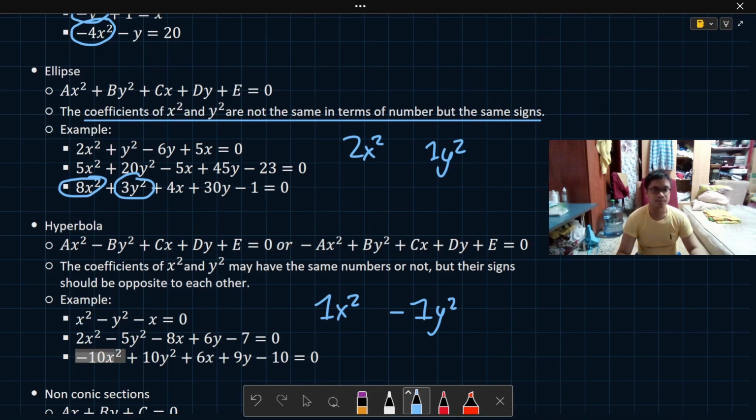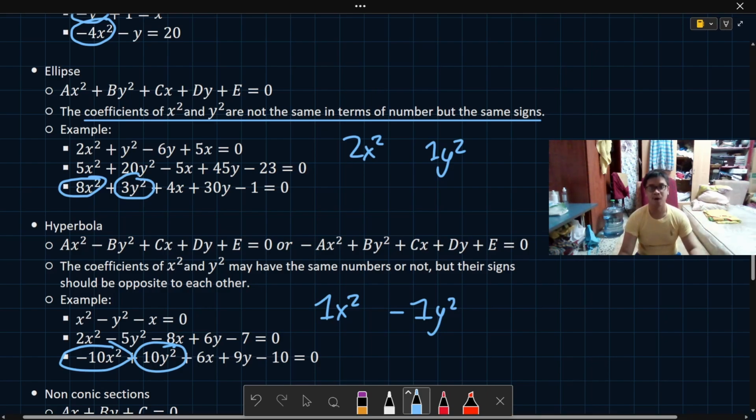And lastly, we have the last example. Negative 10x squared plus 10y squared. Now, both of them are the same in terms of numbers, 10 and 10. But one of them is negative and one of them is positive. So not the same signs. So it is a hyperbola. So for a hyperbola, it doesn't matter if the numbers are the same or not, but the signs should be opposite to each other. All right?